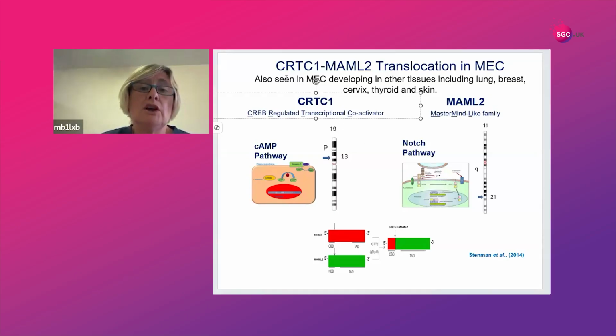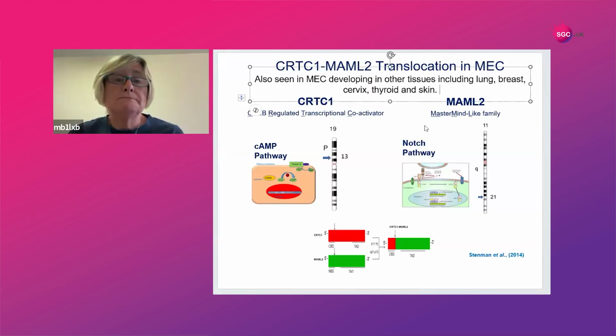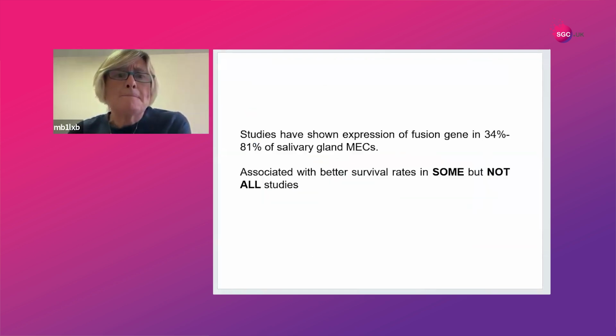Wonderful, thank you. So this is just a schematic of 2 genes, the CRTC1 and the mammal 2. I've put them in red and green. The CRTC1 is red and the mammal 2 is green. And when they come together, you always get a small part of CRTC1 and a slightly larger part of mammal 2, and it's always exactly the same genetic change. Could you go to the next slide, please?